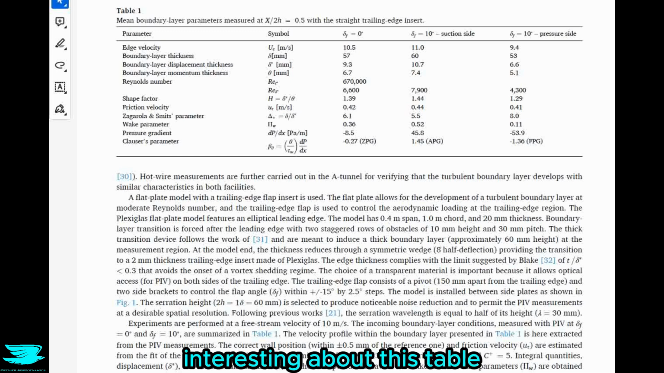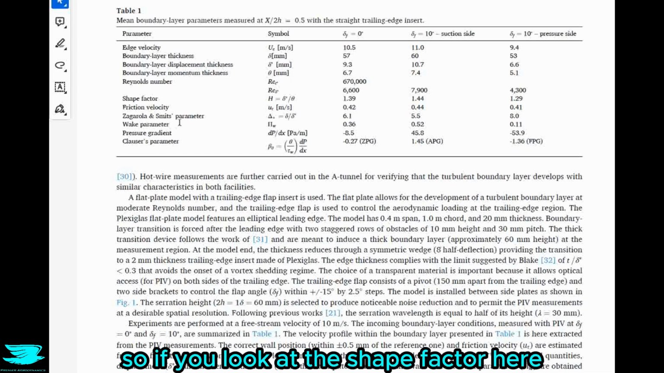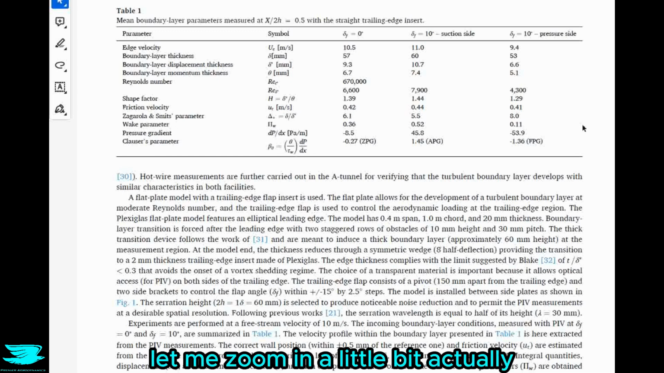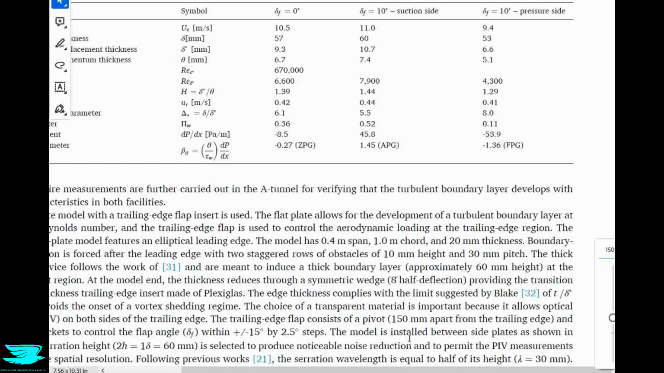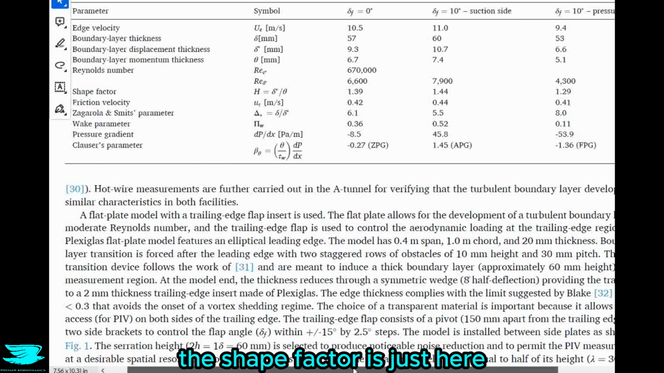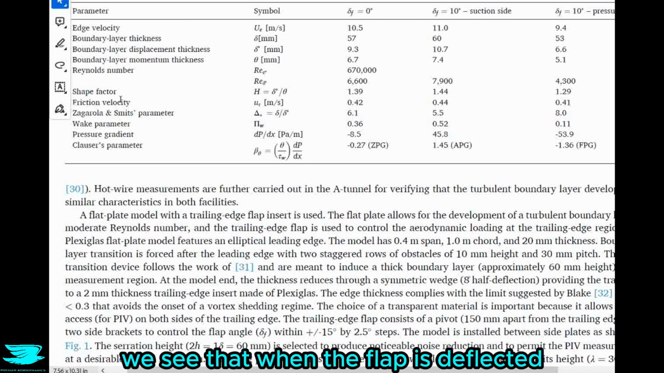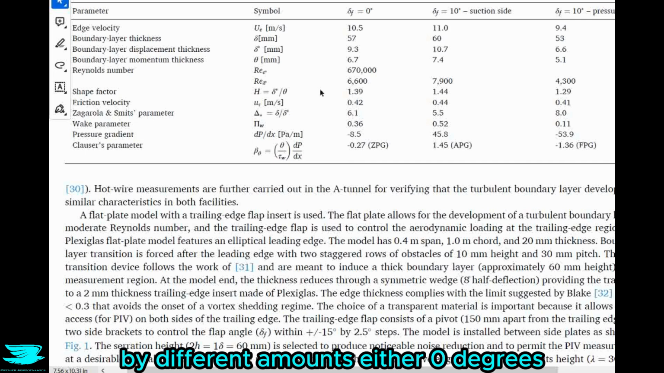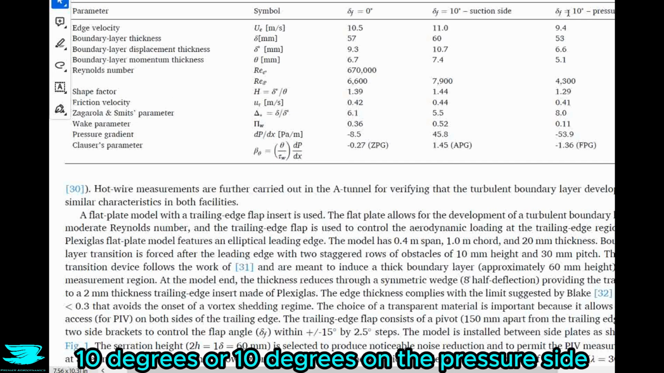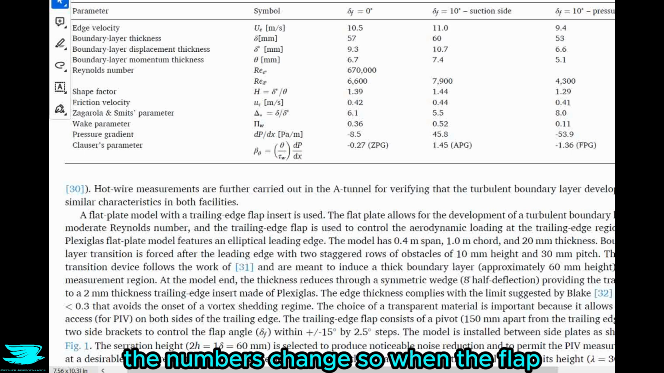Now we come to something interesting about this table. Let me zoom in a little bit so we have a better view. The shape factor is just here. If you look at the shape factor, we see that when the flap is deflected by different amounts, either 0 degrees, 10 degrees up, or 10 degrees down on the pressure side, the numbers change.